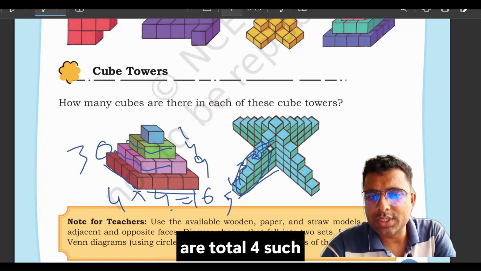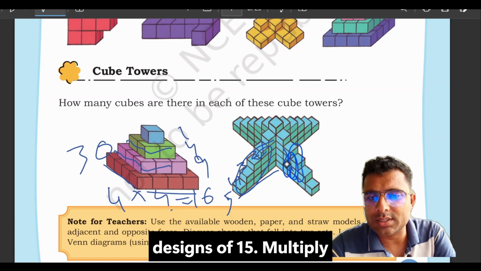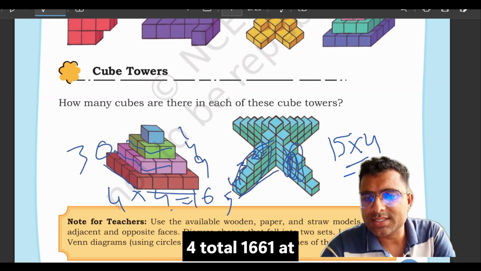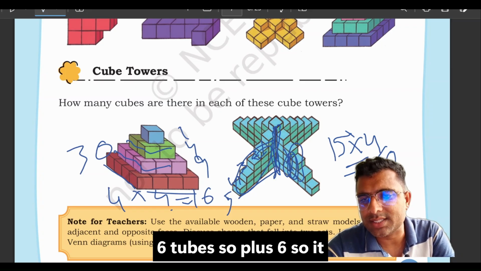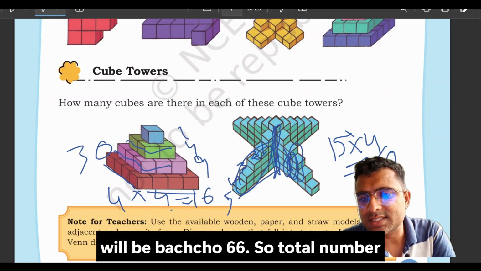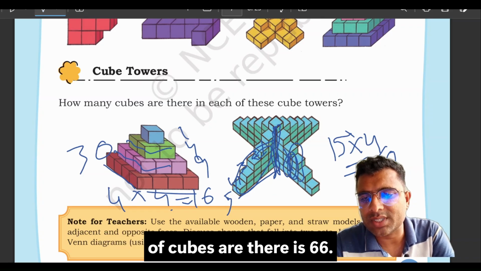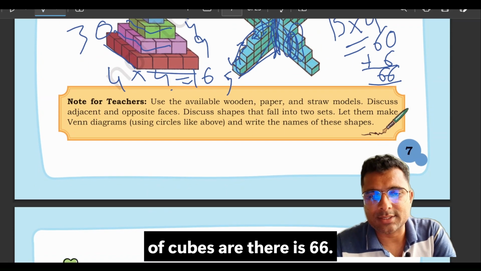Okay, so there are a total of 4 such designs. So 15 multiplied by 4, total 60. In the middle there are 6 cubes. Okay, so plus 6, so it will be, bachcho, 66. So the total number of cubes is 66.